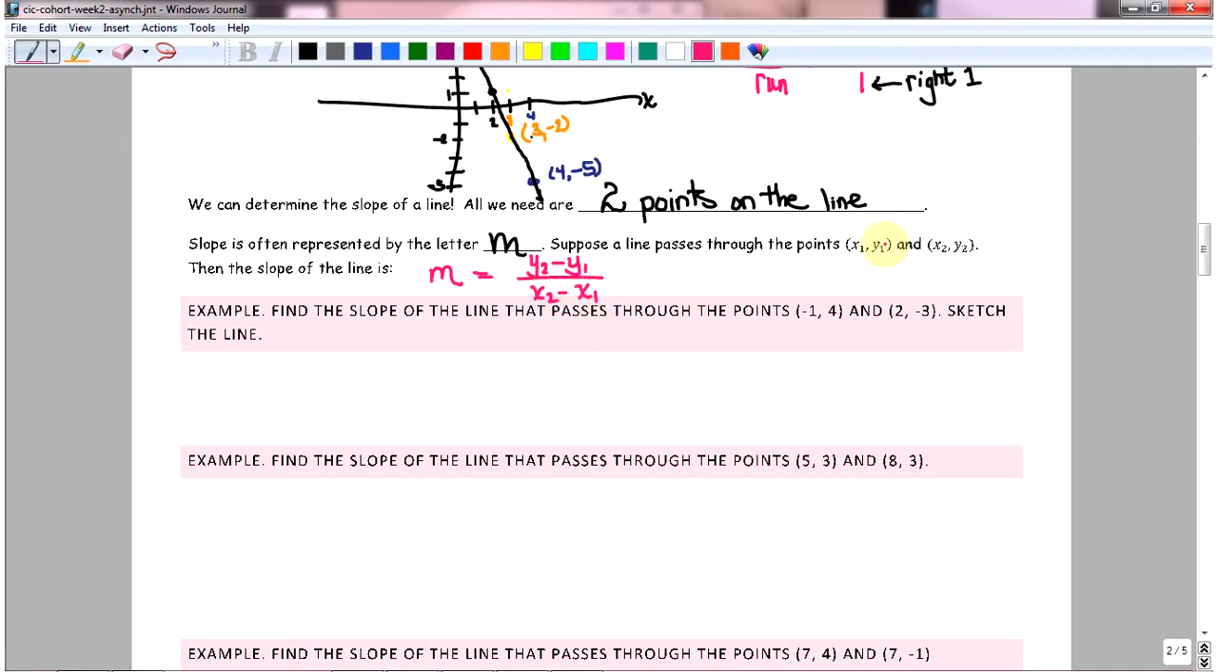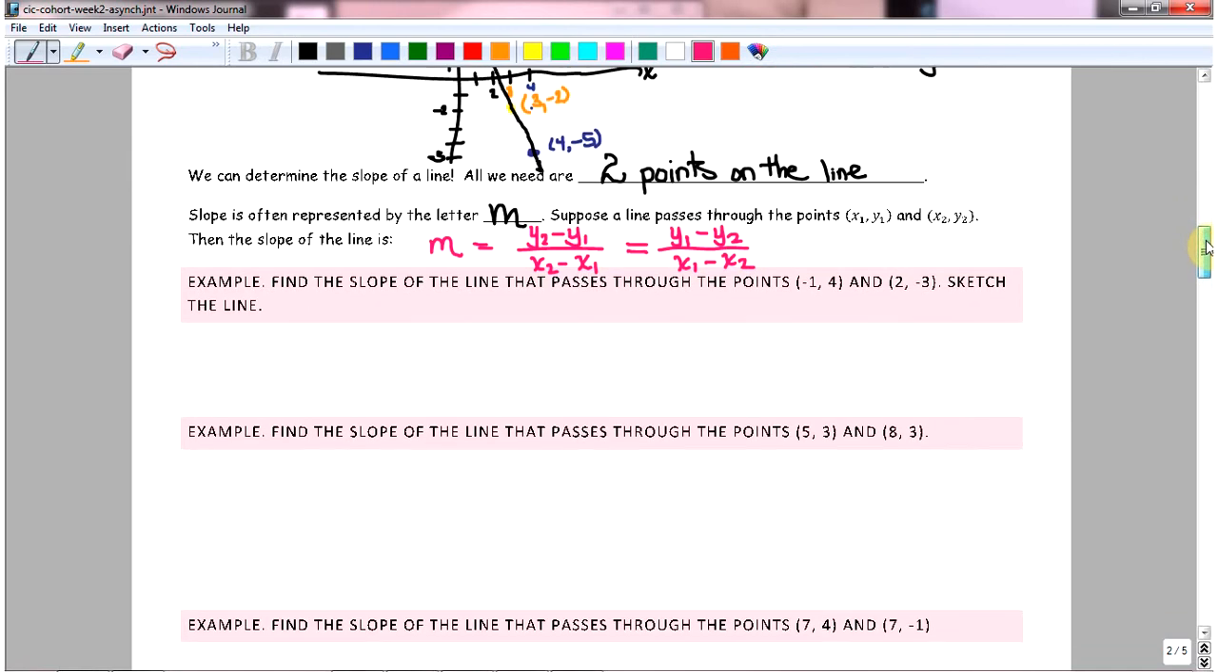Now notice when you find the slope, it does not matter which point you start with as long as you're consistent on the top and the bottom. So if you started with y1 and you did minus y2 on the top, as long as you start with x1 minus x2 on the bottom, you'll come up with the same correct answer.